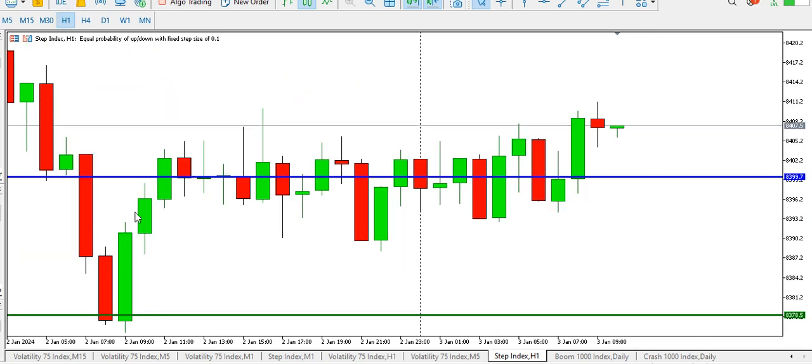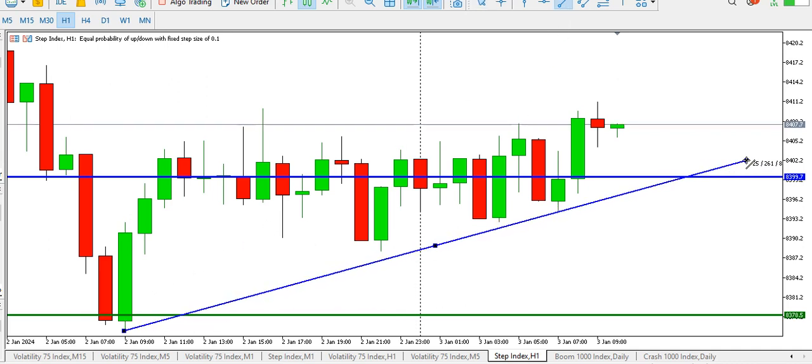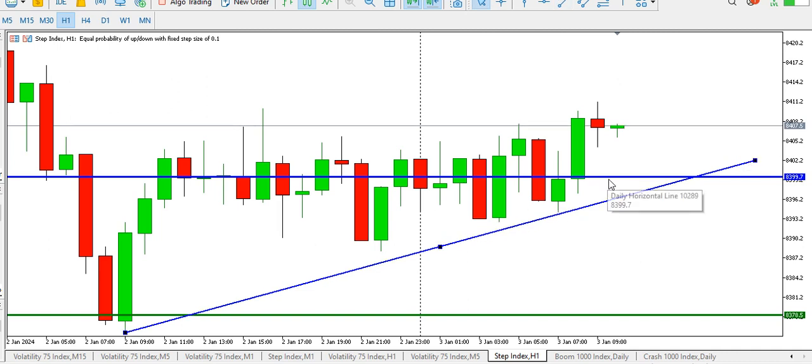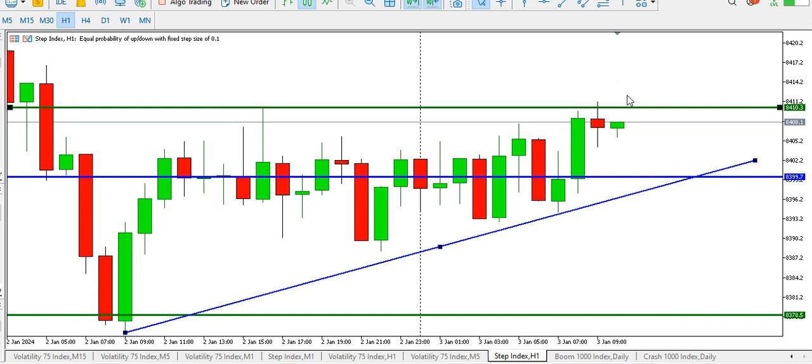On the 1-hour time frame for now, price is ranging but also trying to go up. All right, a clean break above here. We have a price breaking it here, but we have a doji. All right, so a break and close above the 8410.3 level might push price further up.